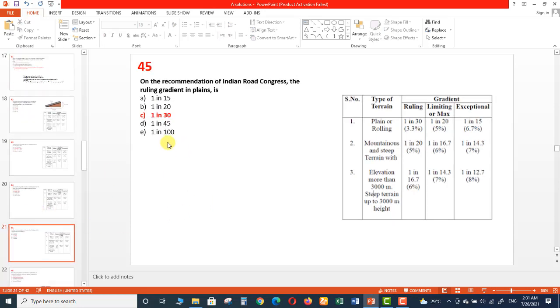The next question is 45. On the recommendation of IRC, Indian Road Congress, the rolling gradient in planes is... now it's talking about rolling gradient and then planes. So we need to look into this table, rolling gradient, and then we have to see plane or rolling. So for plane or rolling, the grade is 1 in 30, which is 3.3%. So option number C is the right answer for question number 45.